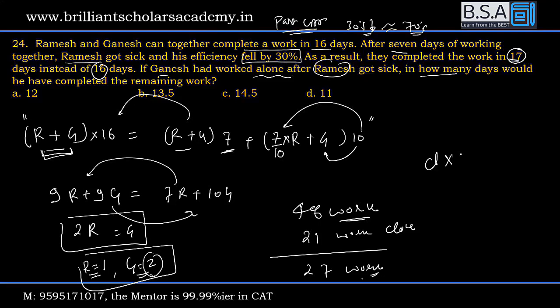So days into speed is equal to work. So days will be 13.5. 13.5 is this number. Option B. That was the question: how much time will Ganesh take to complete the leftover work, the remaining work?